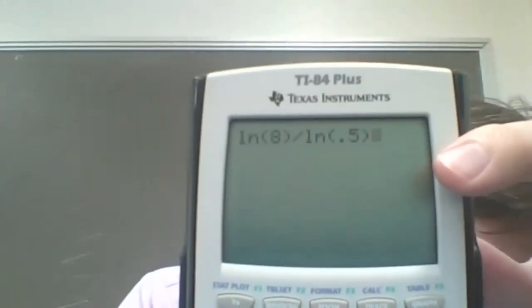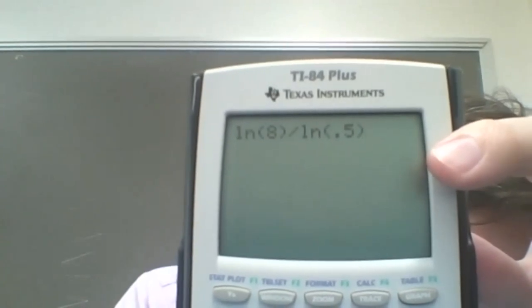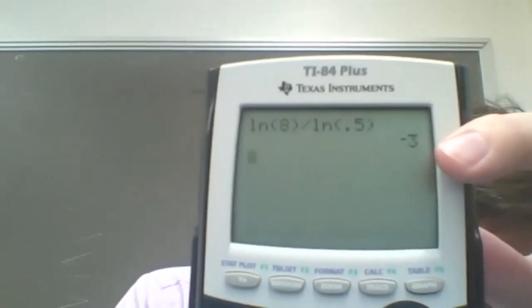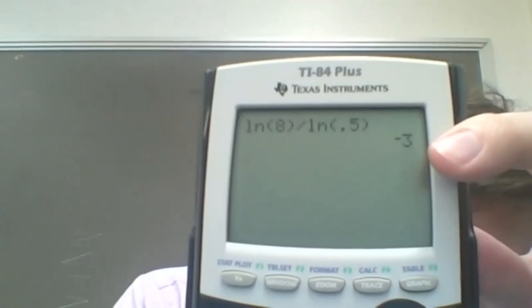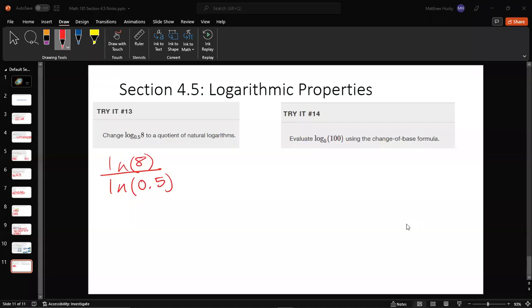So we're going to do ln of 8, close the parentheses, divided by ln of 0.5. So there it is. That's what it would look like. ln of 8 divided by ln of 0.5, close the parentheses. And if you do that, you end up with -3. So there you have it. It turns out that equals -3. How about that? There you go. -3 is what that is.